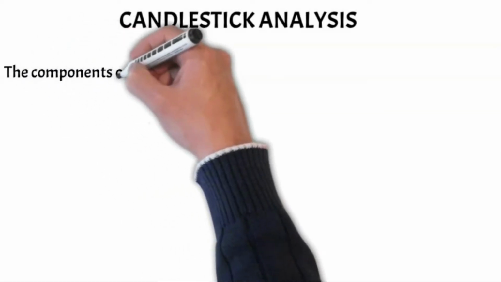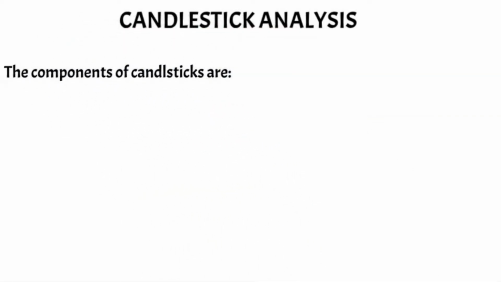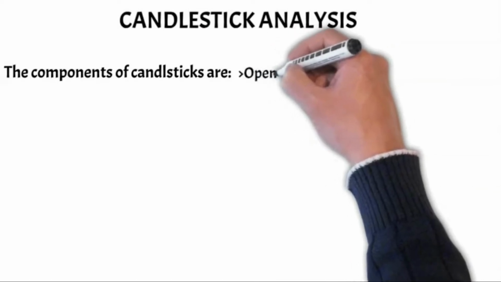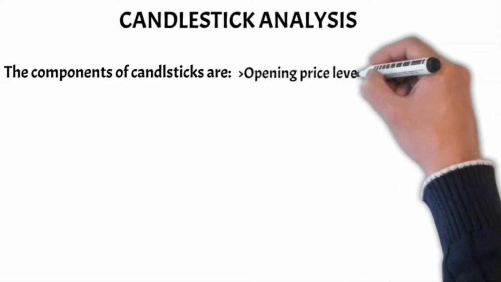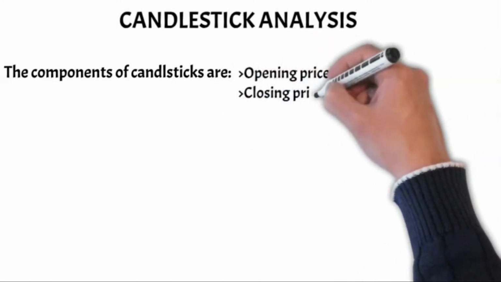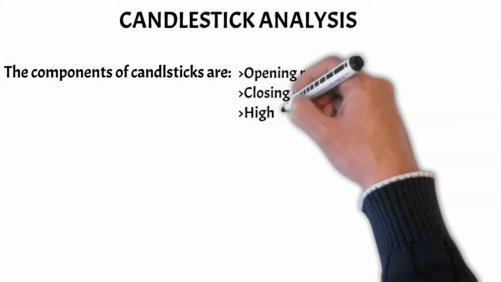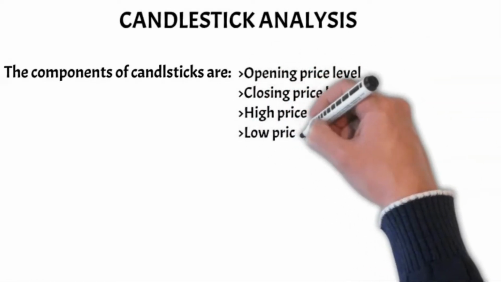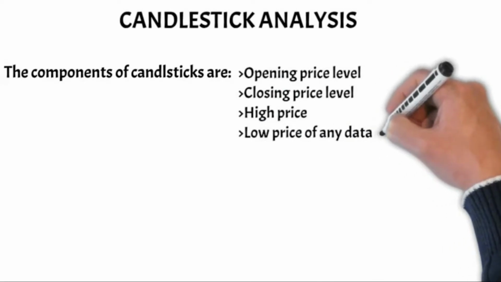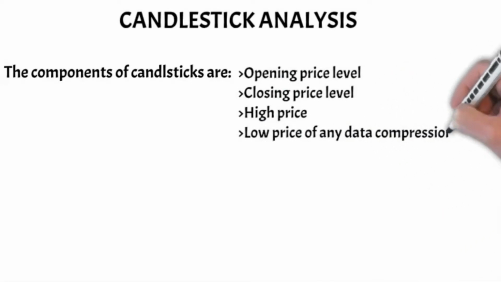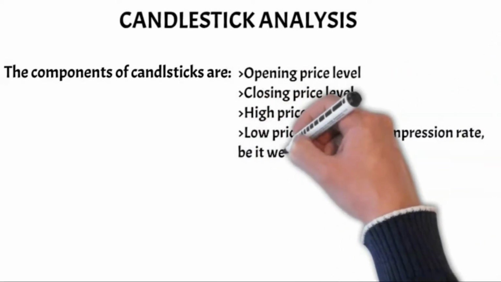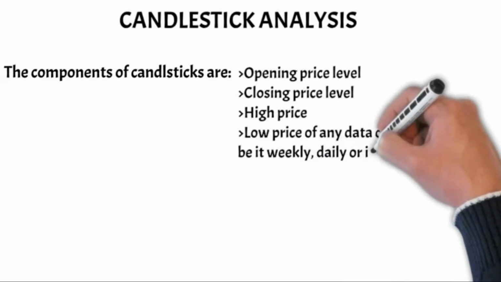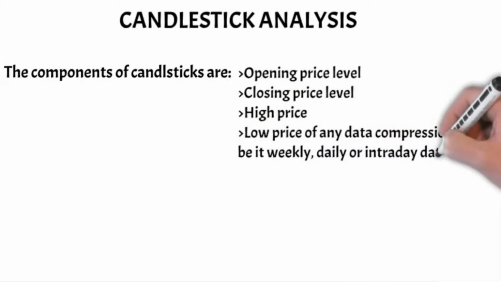The components of candlestick charts are: we have the opening price level, the closing price level, the high price and the low price, and they can be found on any chart, be it a weekly, daily, or intraday data.